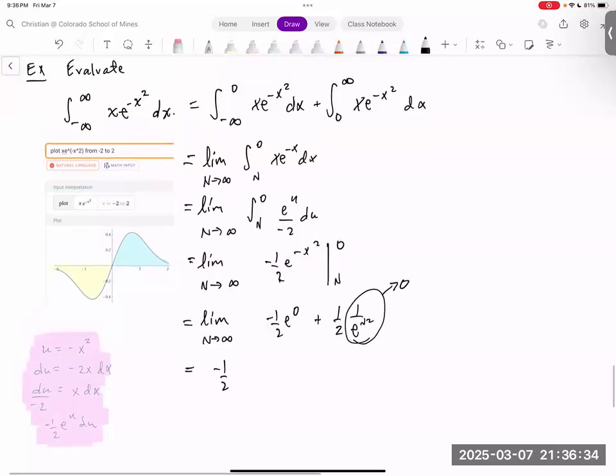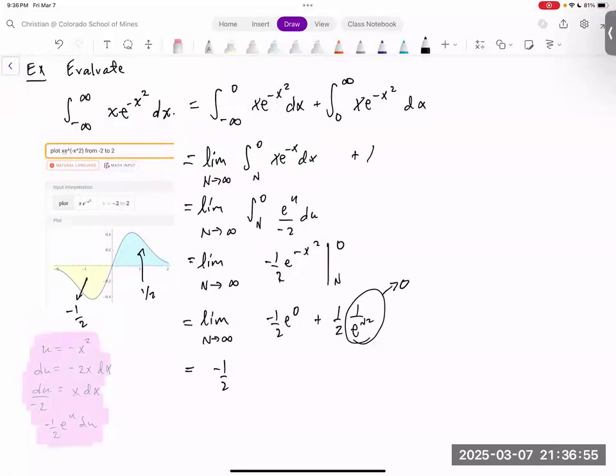All right, so that first integral converged. So this area is negative a half. There's some symmetry going on here in our graphs, so this one is also going to converge to a half. They're going to add up to 0. So our original integral will converge to 0.